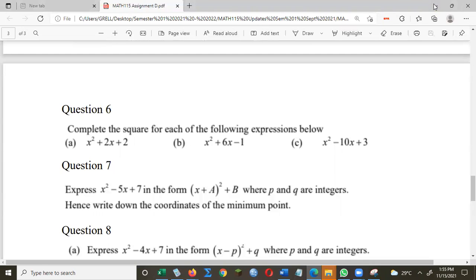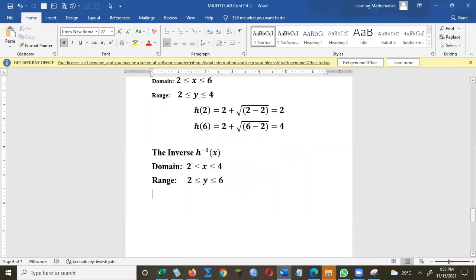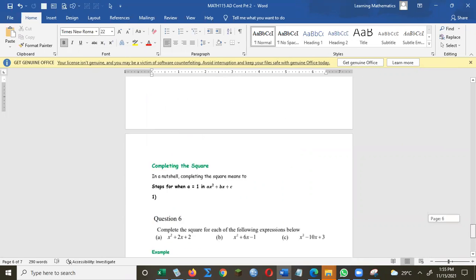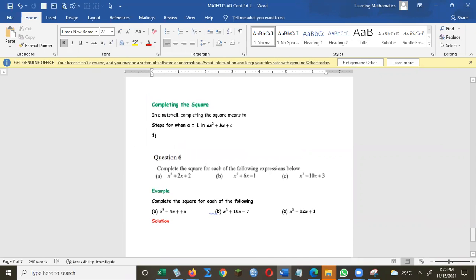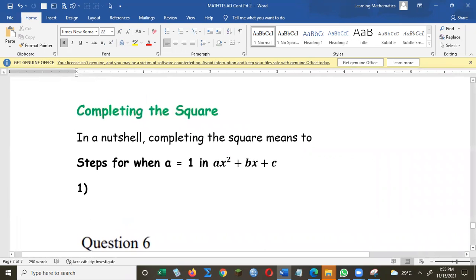Okay, so I'm going to try to make this as simple as possible. I've made some preparations. So the topic is called completing the square. In a nutshell, completing the square means to, all right, let me stop there, because it's good in the presence of the students for them to see it happening live. In a nutshell, completing the square.